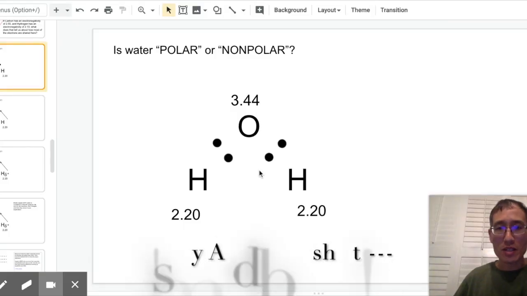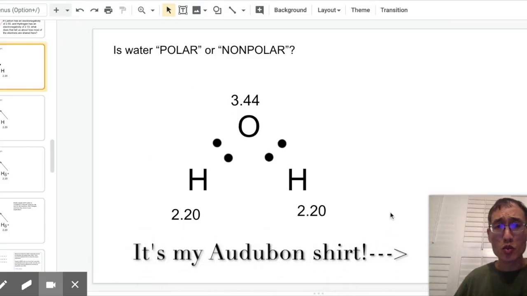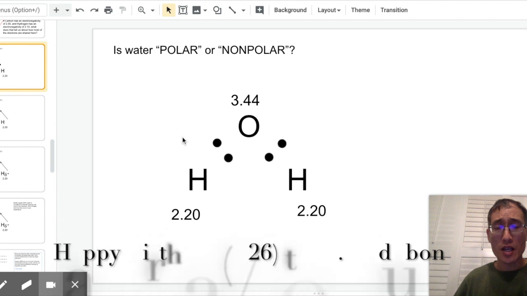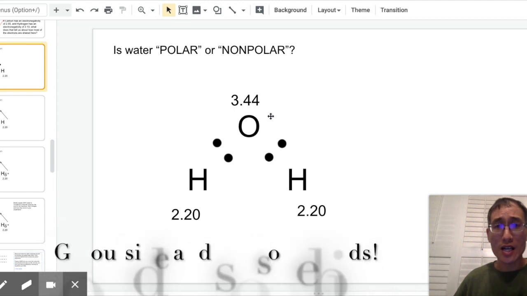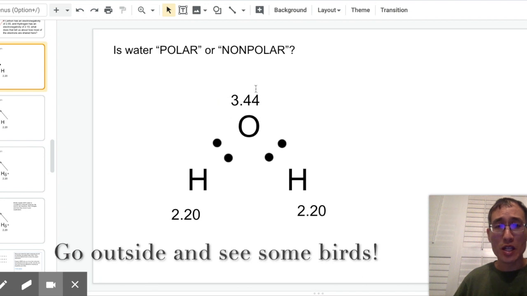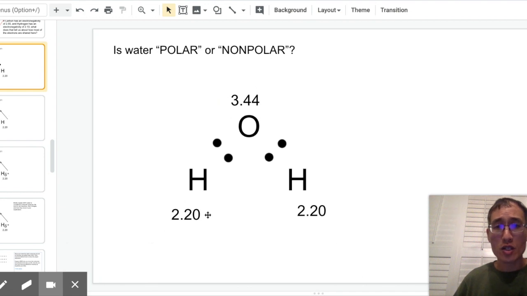So now, instead of looking at just molecules with two atoms, we're going to start looking back at water and something a lot bigger like oil and seeing what's going on with those molecules. Anyways, back to this here. So this is water. Water has three atoms in it, and oxygen has an electronegativity of 3.44. Hydrogen's got 2.20, and this hydrogen here's got 2.20.